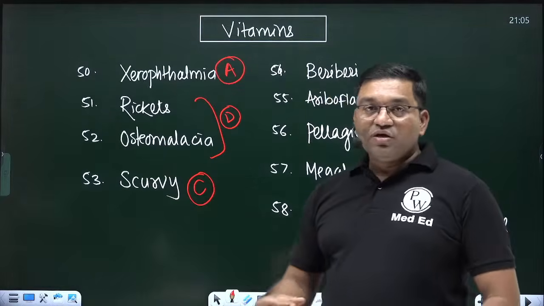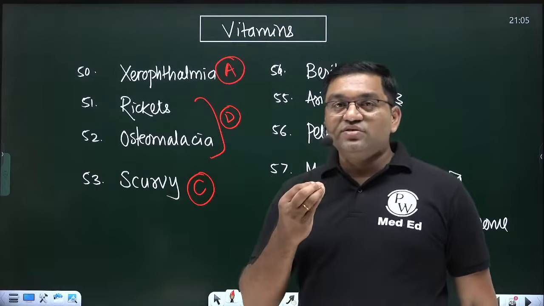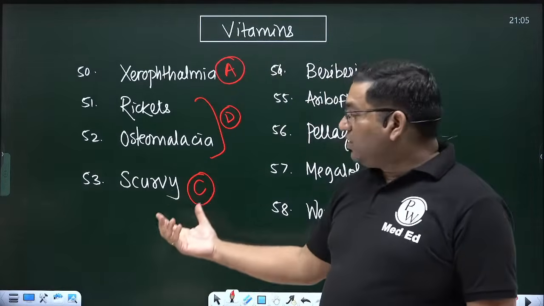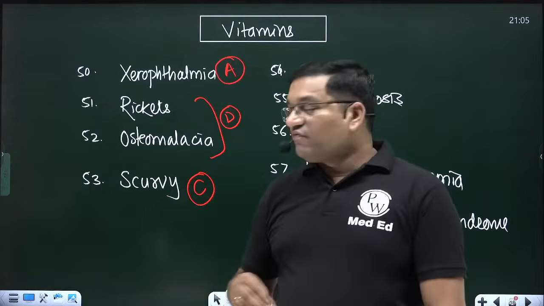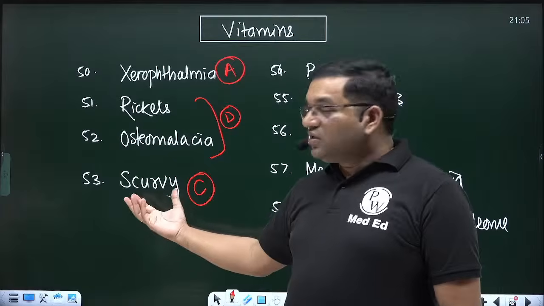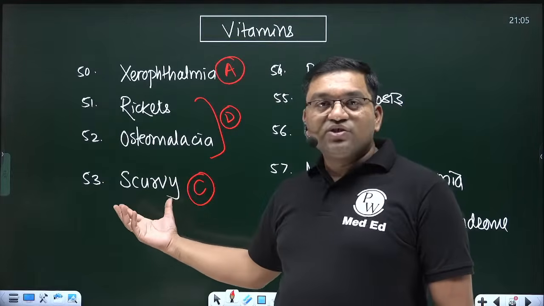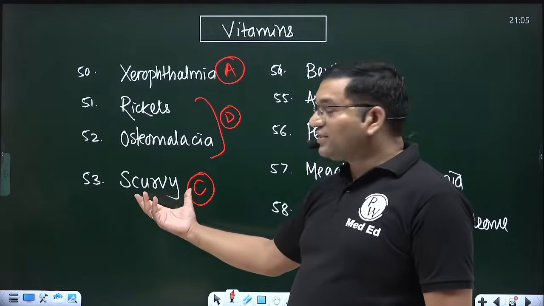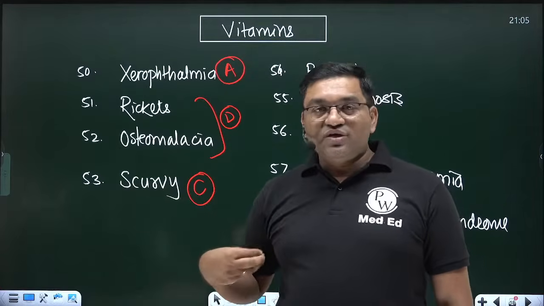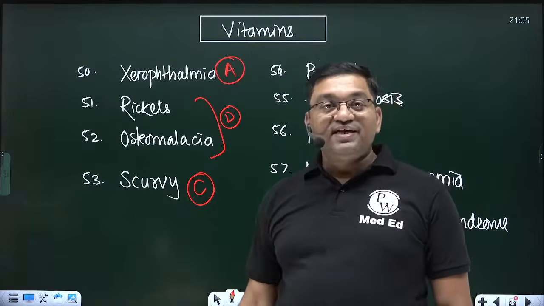Scurvy: bleeding gums and loose teeth, petechial hemorrhages, which are hemorrhagic spots on the skin. Then hemorrhage in the joint causes pseudo paralysis or pseudo arthritis. In scurvy, there is a prominent costochondral junction, which is known as scorbutic rosary.